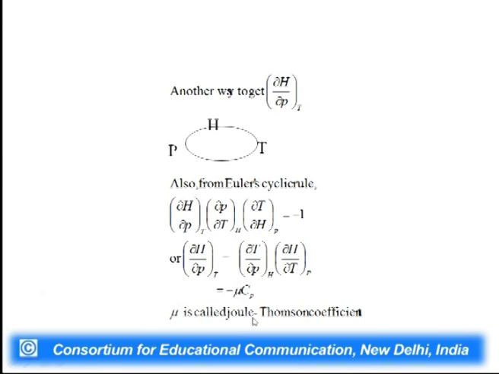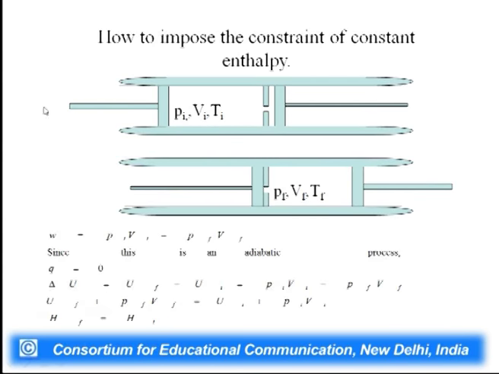This mu is called the Joule-Thomson coefficient, and one important point about this mu is that it is easy to measure the temperature change when we change the pressure, but the most difficult part is how to apply constant enthalpy conditions, and that is the place where Joule-Thomson gave his contribution. So, he told how to impose the constraint of constant enthalpy.